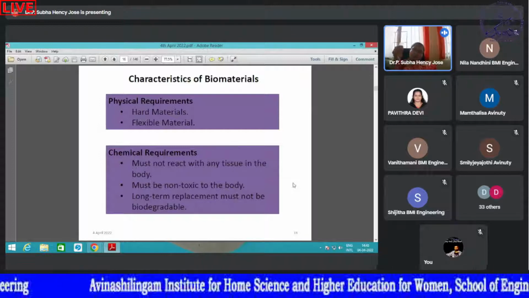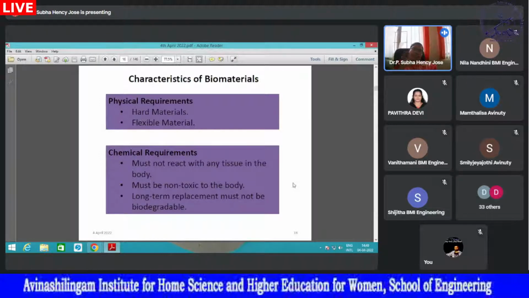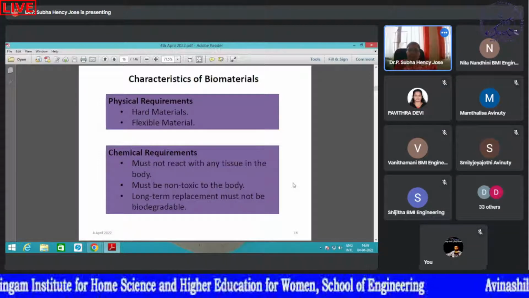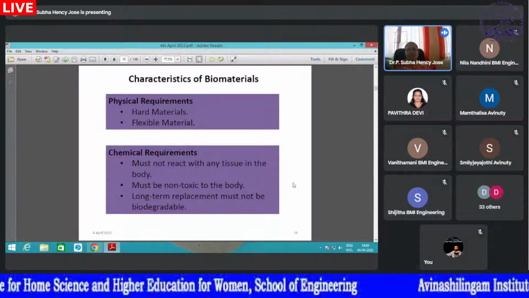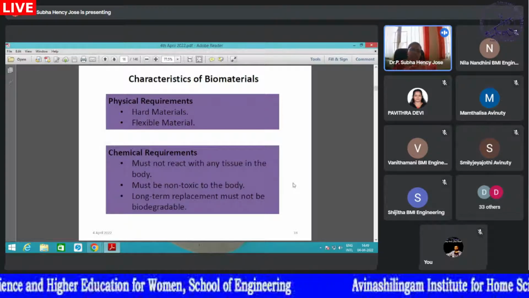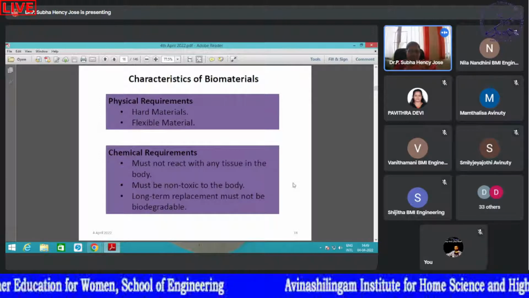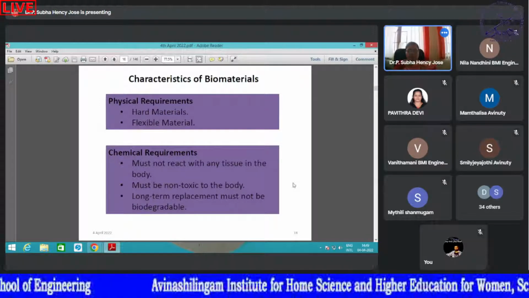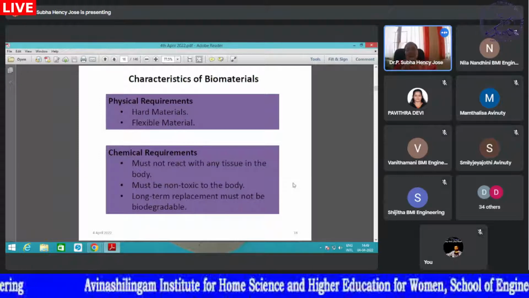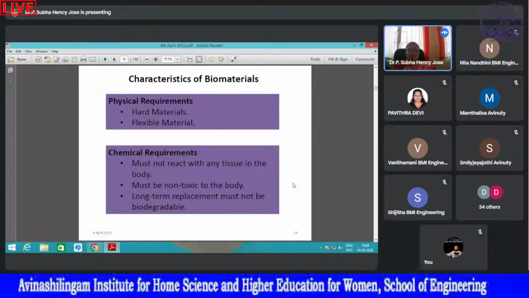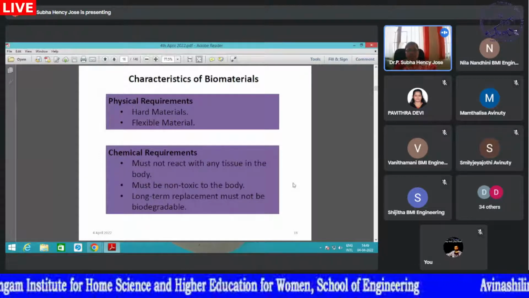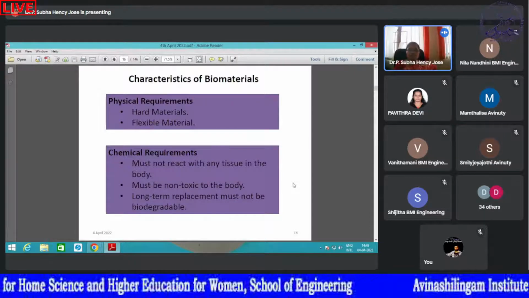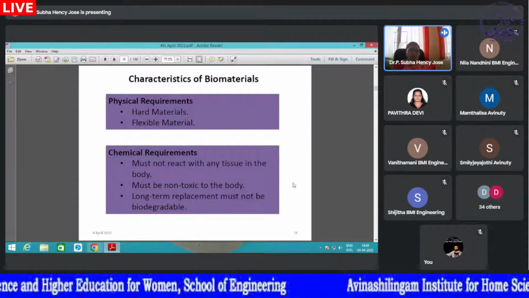And when you are replacing such material, it should have a long-term replacement. It should not be that again and again, within one month, this material has to be replaced. So you cannot go on with that. It needs money, it needs time, it needs effort, it needs special people. So these are all constraints that apply when you are using these biomaterials. So long-term replacement is also one more important requirement.